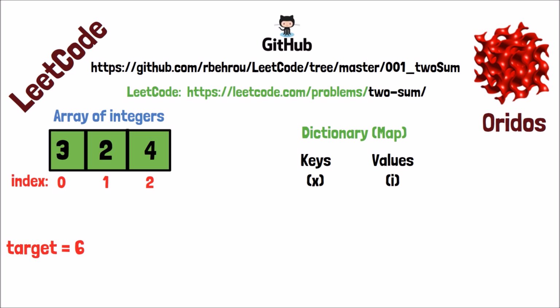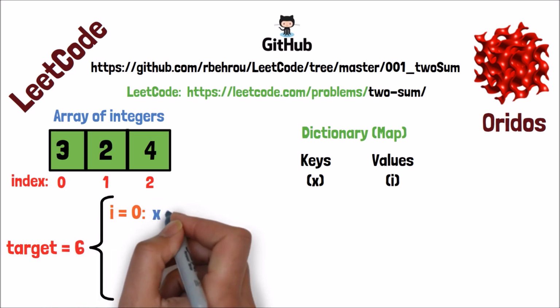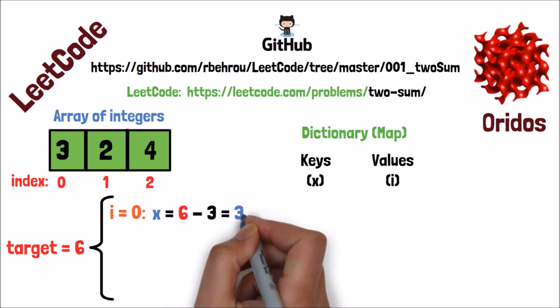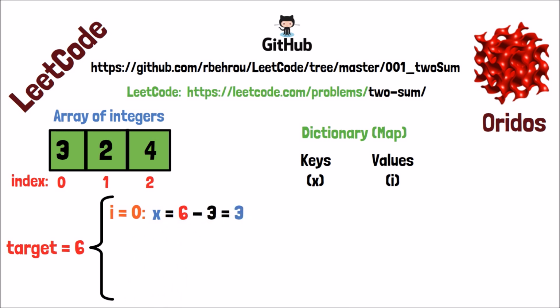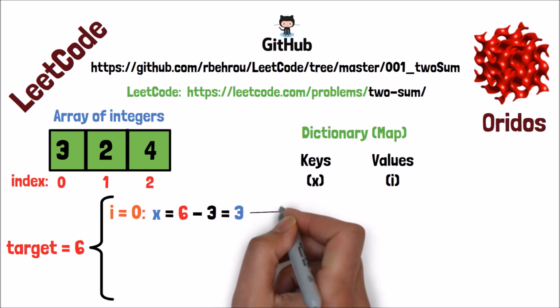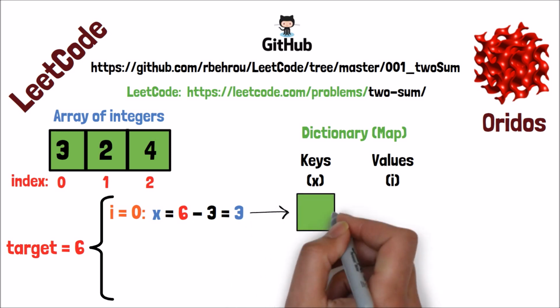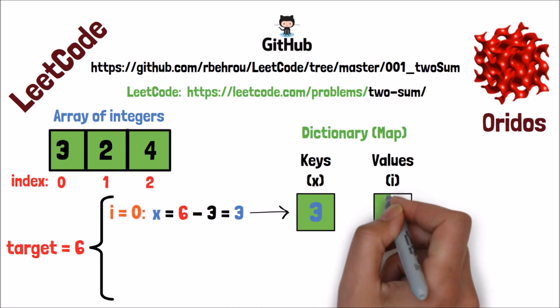Instead, initially, we say our map is empty. At iteration 0, we get to the value 3 from the array and check the difference between current value 3 and the target value. So, the difference will be 6 minus 3 is equal to 3. Since, initially, our map is empty, we don't find 3 on the map. Then, I am going to add 3 to the map as the key, and the index will be 0.